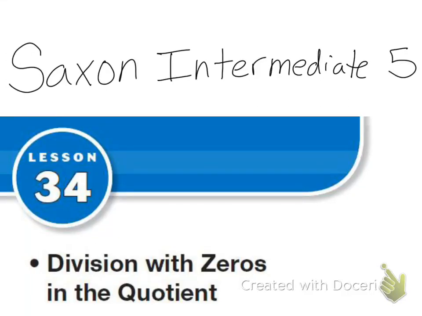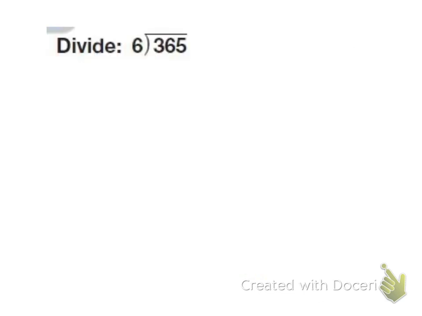Today's lesson is lesson 34, division with zeros in the quotient. Sometimes the answer to a division problem, which is always called a quotient, has one or more digits that are a zero. If that happens, we continue to follow the same steps.